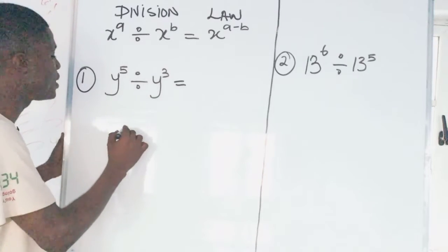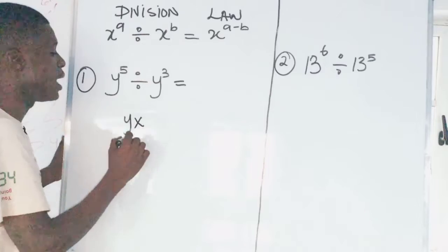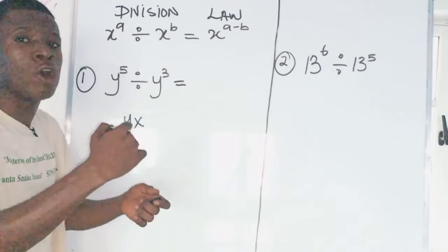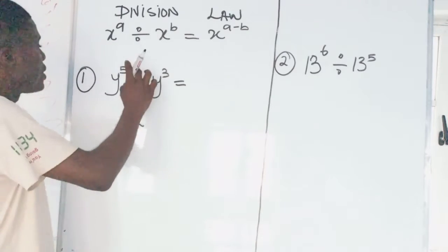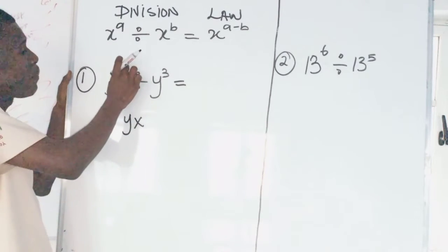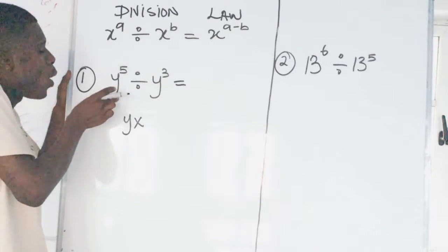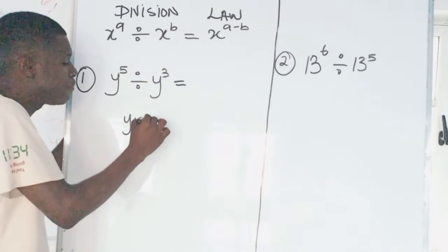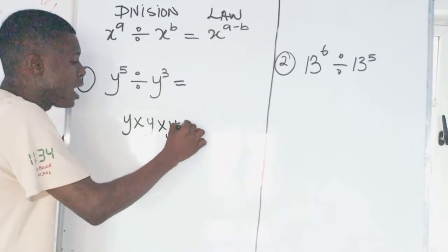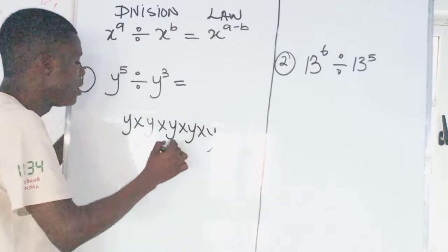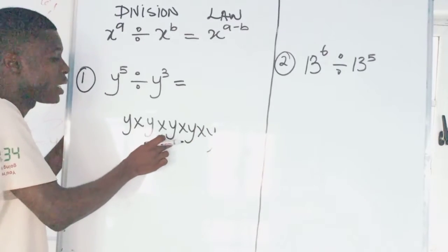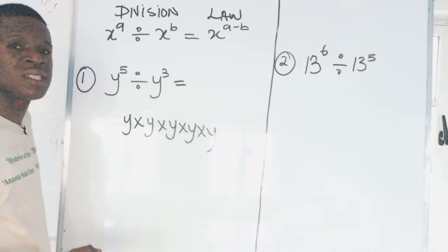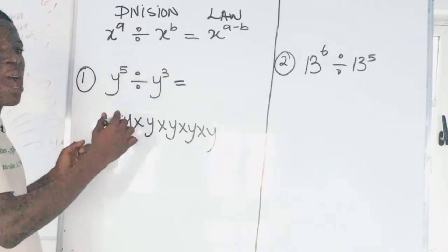This can be simply explained: since an index is just how many times a number or a variable is multiplied, and this is y raised to power 5, the power is 5. That means my y is multiplied 5 times. So I have y times y times y times y times y. How many y's? 1, 2, 3, 4, 5. This represents y raised to power 5.